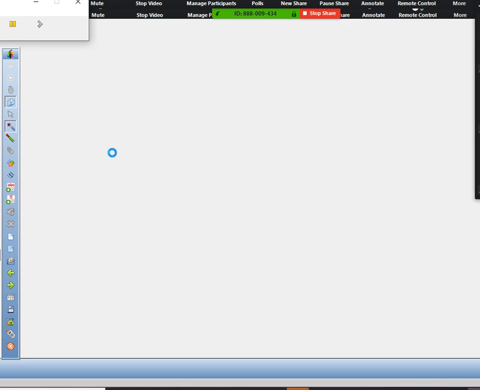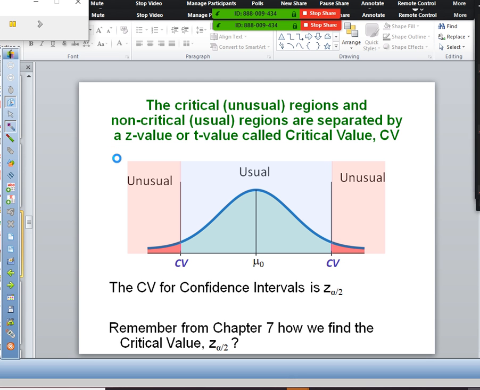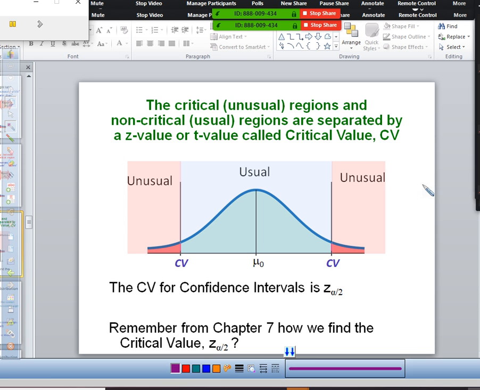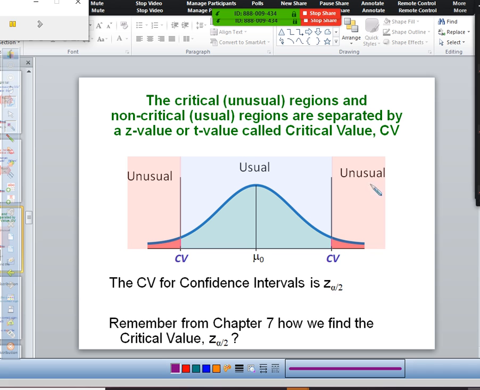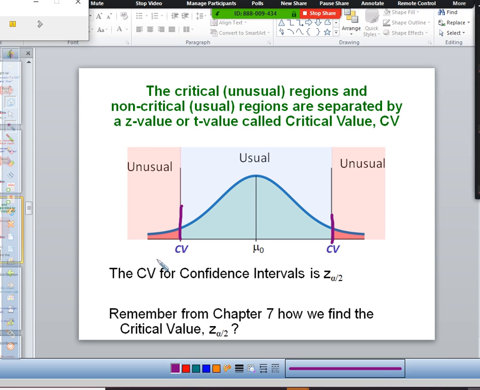I think, is this on your notes? I don't know if it's on your notes, but just a reiteration that these unusual regions, the guilty regions, the rejection regions, are separated from the non-guilty by your critical value or values. And please note that you can just call them critical values.